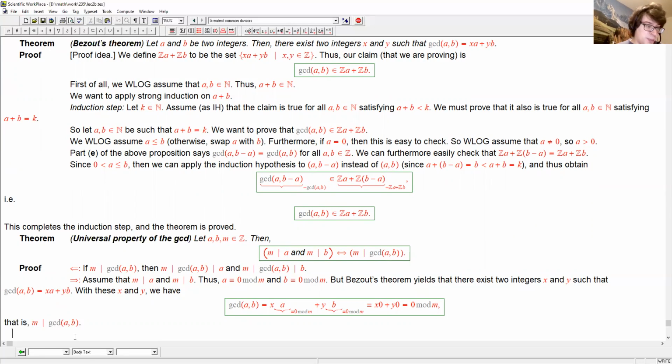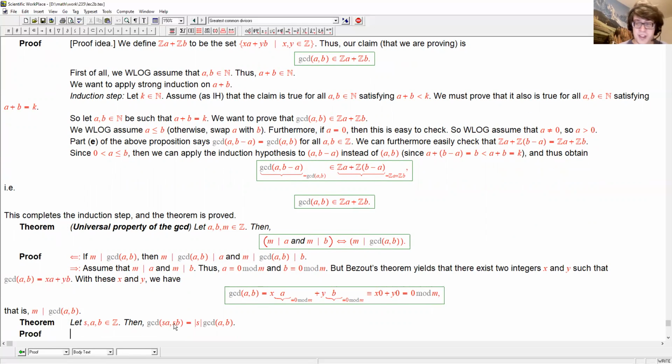These theorems have a couple of consequences. One of them is: let S, A, B be 3 integers, then GCD of SA, SB equals, I want to say, S times GCD of A, B. But again, I need to correct for the fact that S can be negative, so it's the absolute value of S.